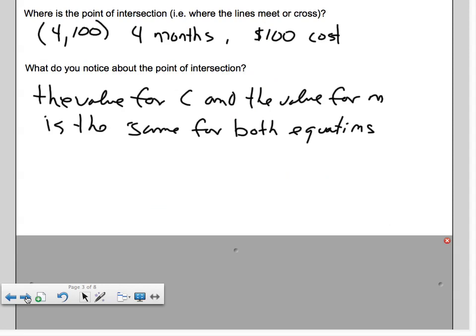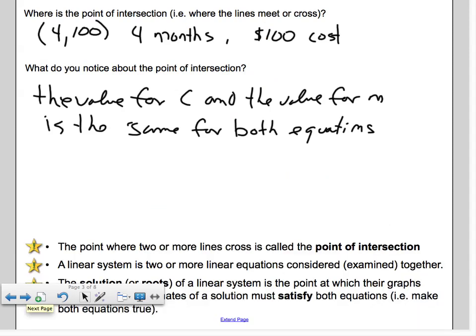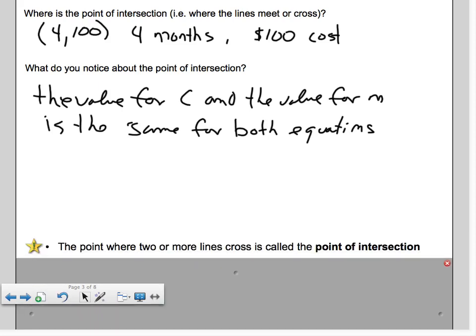And what we're talking about here is, I'm going to do it one step at a time. Okay? So here are the key points that we want to get through this lesson. One, the point where two or more lines cross is called the point of intersection. So write that down.